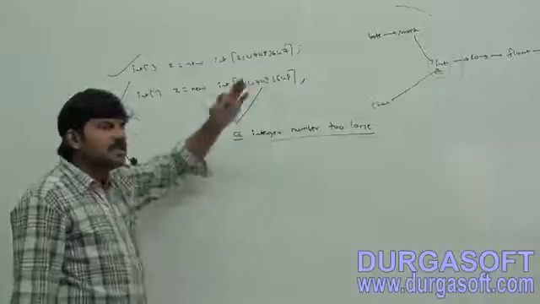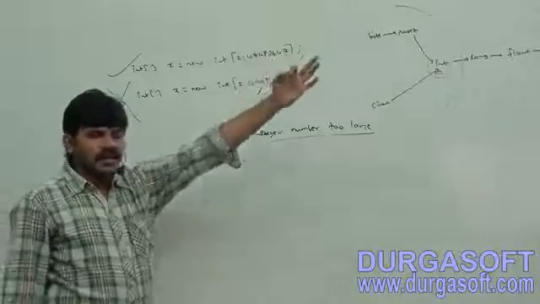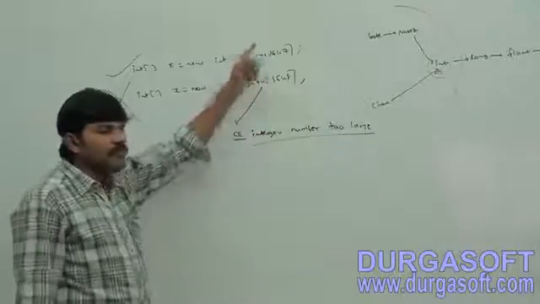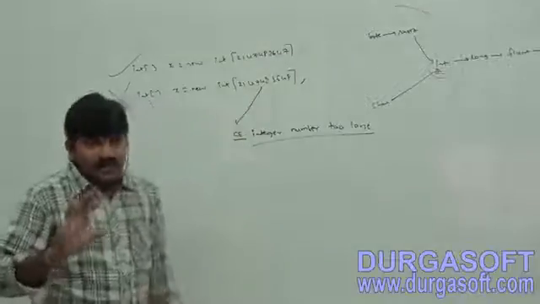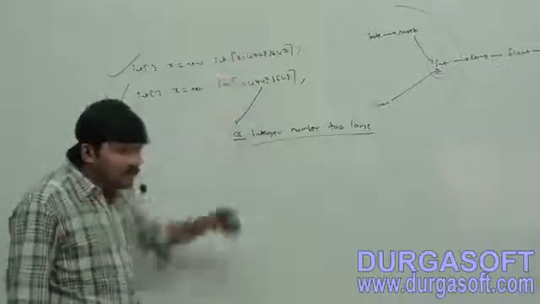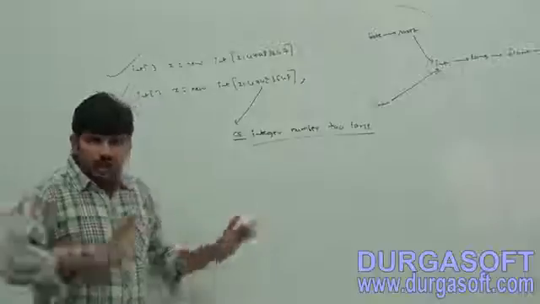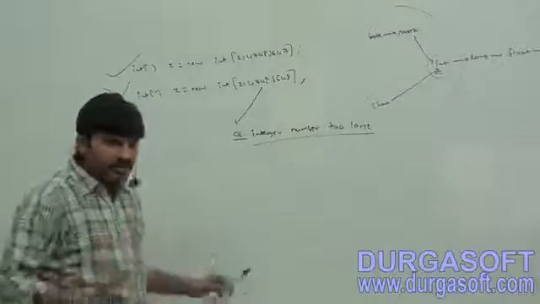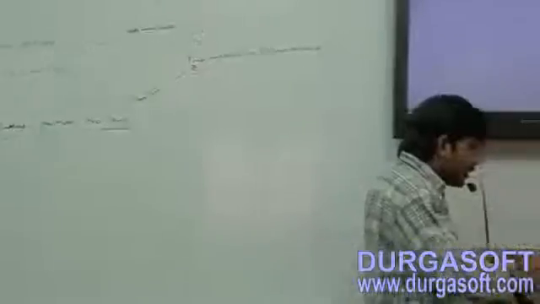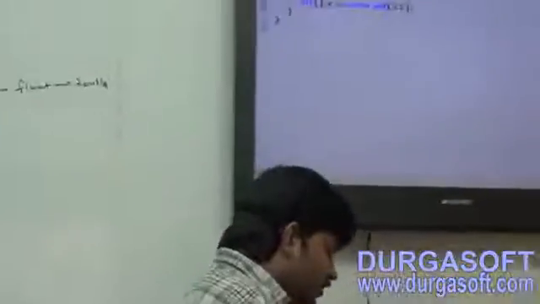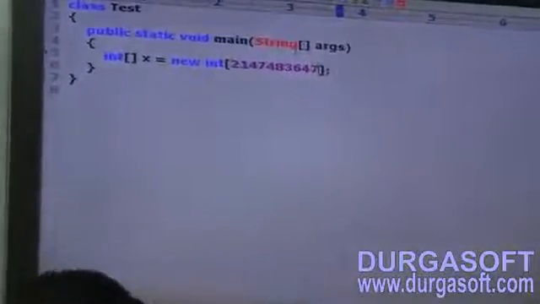So the maximum allowed array size in Java is 2147483647, the maximum value of int data type. If we go beyond that, it is not possible. The array concept is not at all helpful there. Now observe this one: int array x is equal to 2147483647. Valid or not? Perfectly valid.